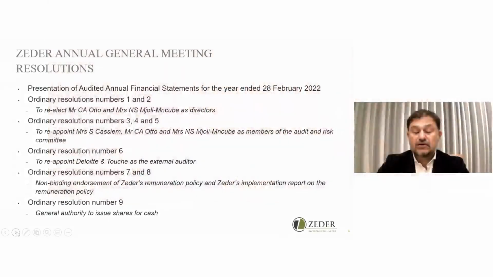Presentation of annual financial statements. Zeder's audited annual financial statements as circulated together with the notice of this meeting are hereby presented to shareholders, which I take as read.